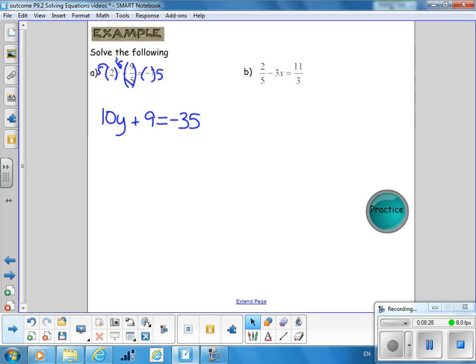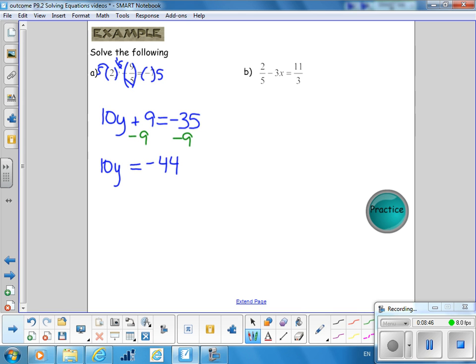So we want to have that we're adding 0. So the inverse of plus 9 is negative 9. So we are going to subtract 9 from both sides. That leaves us with 10y. 9 subtract 9 is 0. Negative 35 subtract 9 is negative 44.